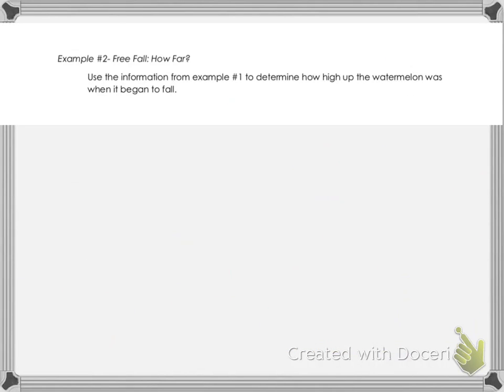Example 2 is looking at how far. Anytime I'm solving for how far, I'm solving for delta x. So this problem says, use the information from example 1 to determine how high up the watermelon was when it began to fall. How high is very similar to when we're talking about how far. We're talking about a distance, a displacement, which is delta x.